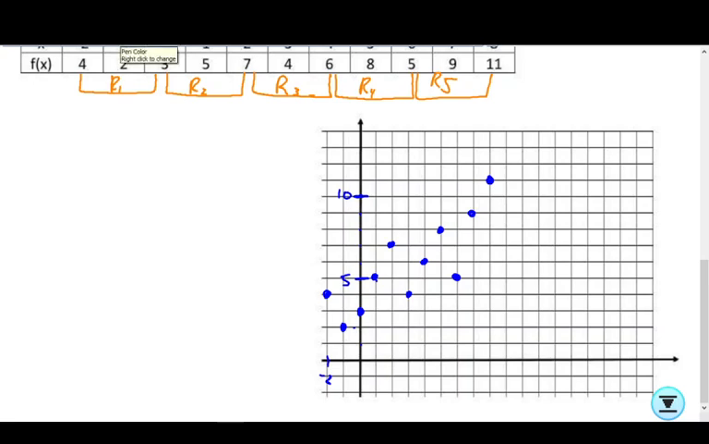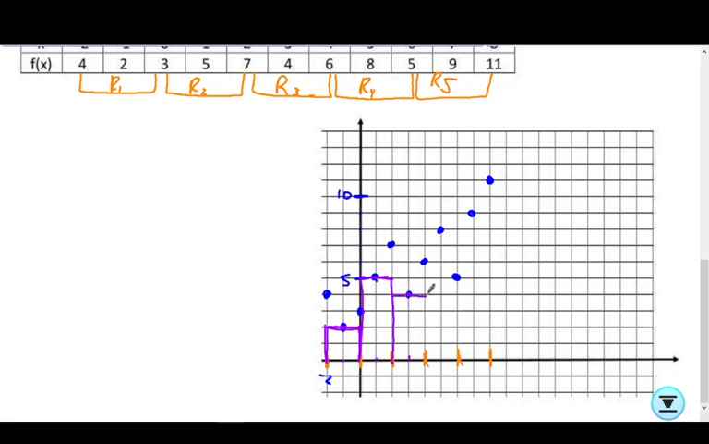So again, if you count every 2, there's 1, 2, 3, 4, 5, those are my 5 rectangles, my 5 intervals. I'm using MRAM, so midpoint. My rectangles go from here to here, and the height comes from the midpoint, the middle. So I'm going to start in the middle and go up till I hit the function, and that's where the height of my rectangle comes from. The middle from 1 to 2 is at 1, so I go up to 5. So here's the height of this rectangle.